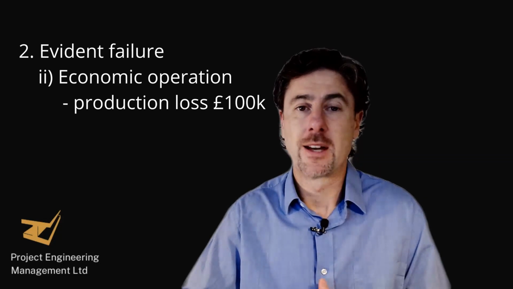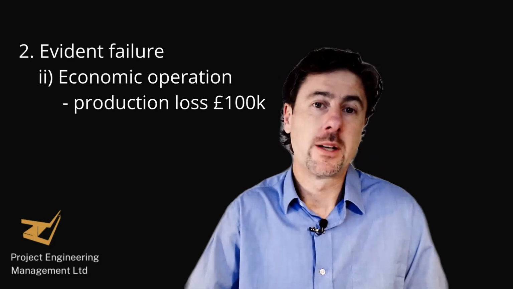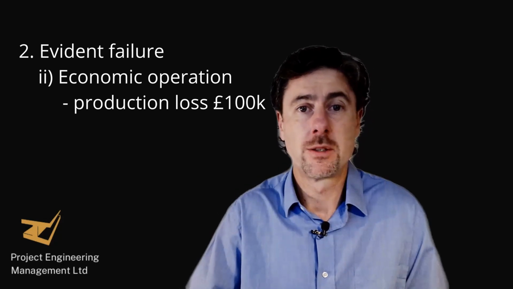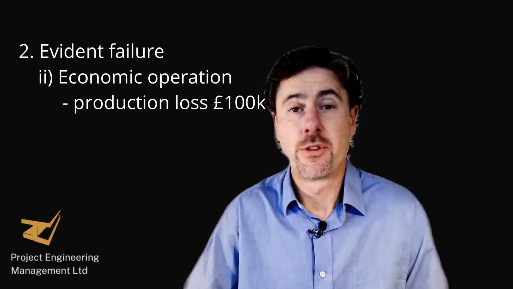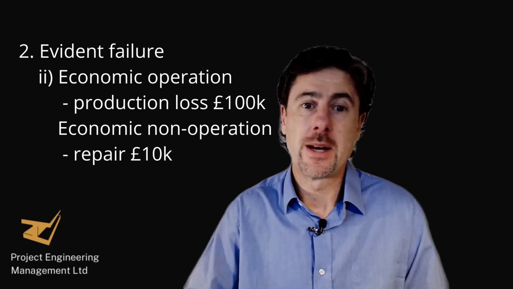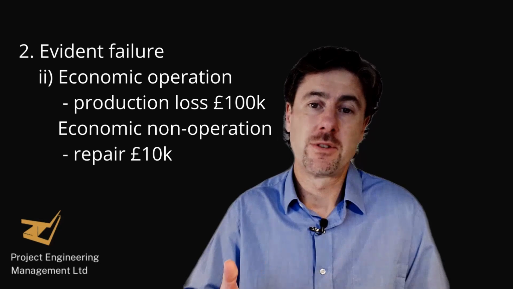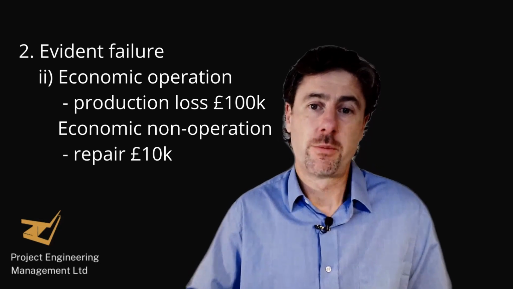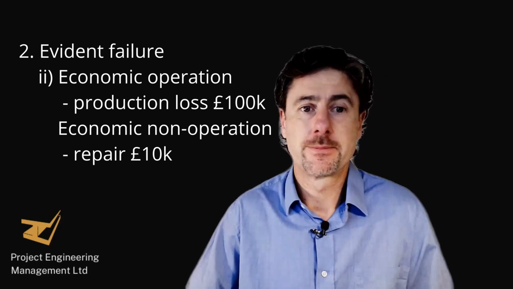For the economic category, operational might include production or operation costs, say £100,000. For non-operational, it's still about the money, but it doesn't affect safety or production. There's just a cost to repair of, say, £10,000. Once we identify these effects and consequences, we can now move on to deciding if a task is needed, and if so, is it even possible and worth doing?